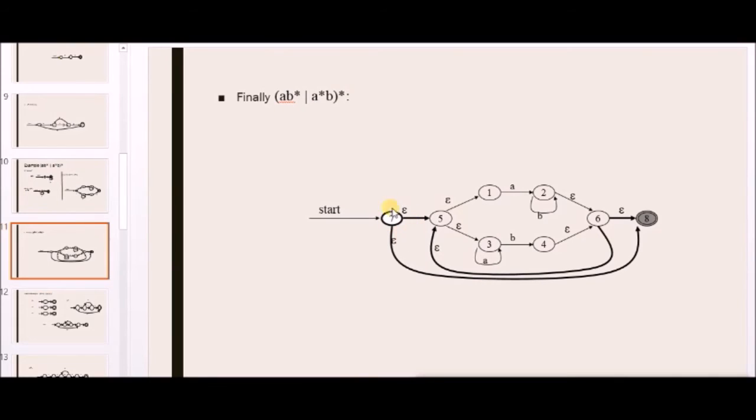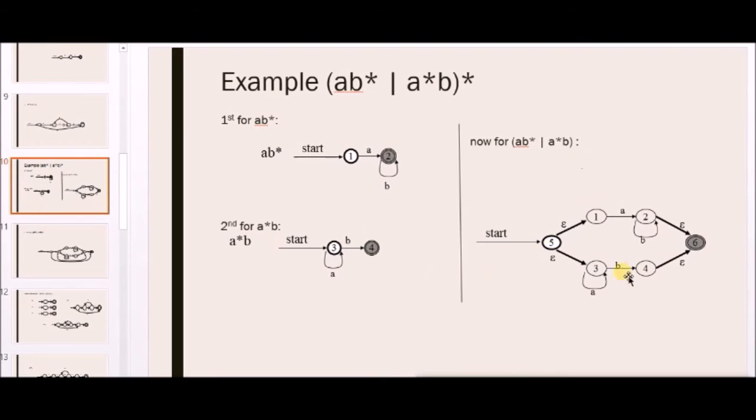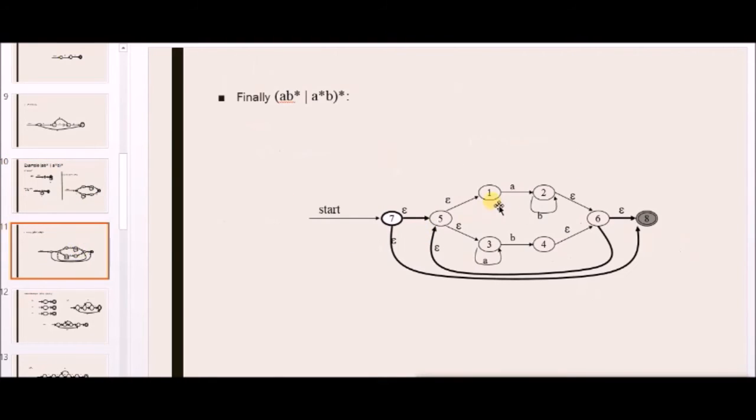Now for the whole star part of ab star or a star b, we have to create a new initial state 7 and a new final state 8. Now we have to apply the star rules here, which is taking zero or any number of moves, and we will be able to go to the final state. The previously defined part, which is ab star or a star b, is added here.